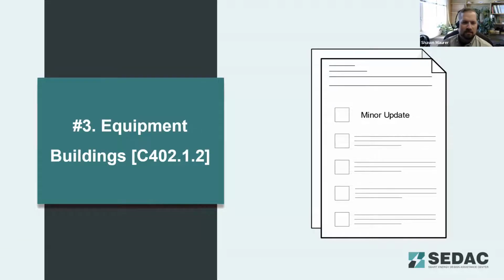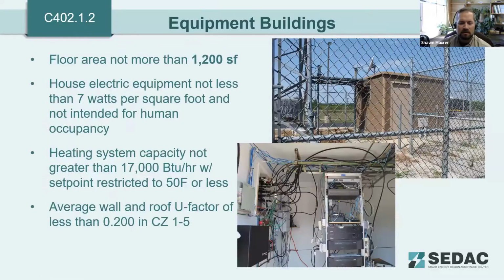So looking at equipment building requirements first, there's a minor update here in the energy code for the 2021 version. They've increased the applicable floor area from 500 square feet to 1,200 square feet. So they're letting these buildings be a little bit larger and still qualify as equipment buildings. But it has to house electric equipment of not less than 7 watts per square foot and not be intended for human occupancy.